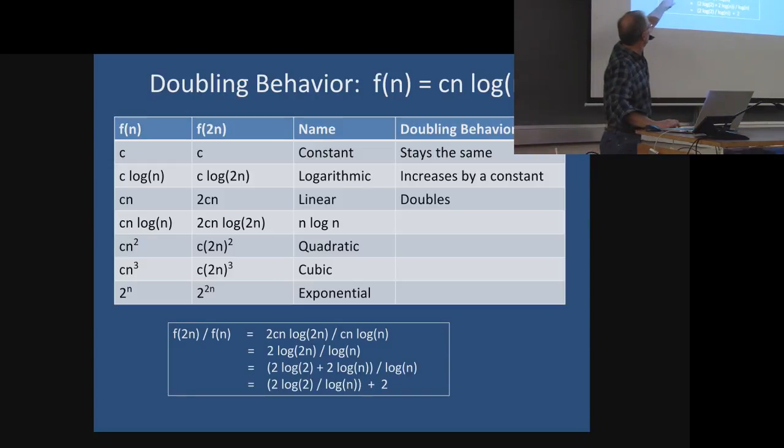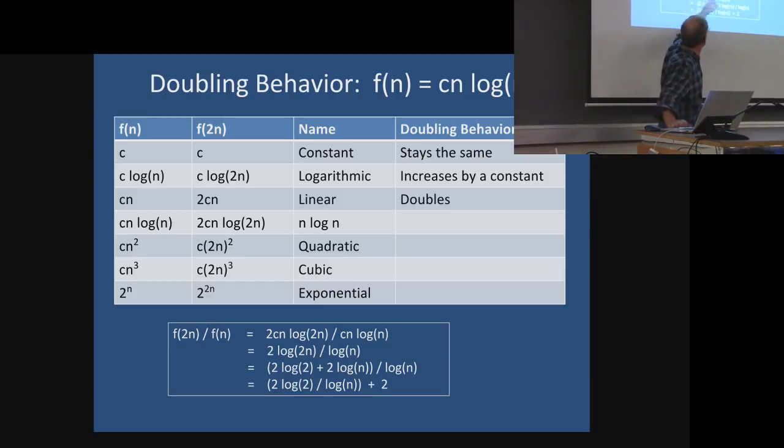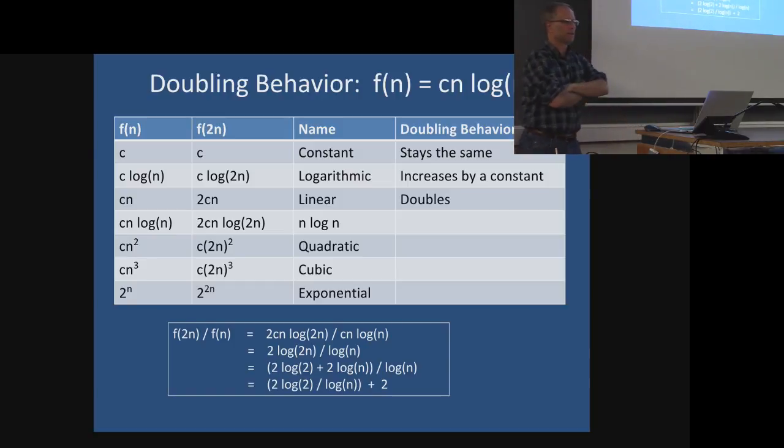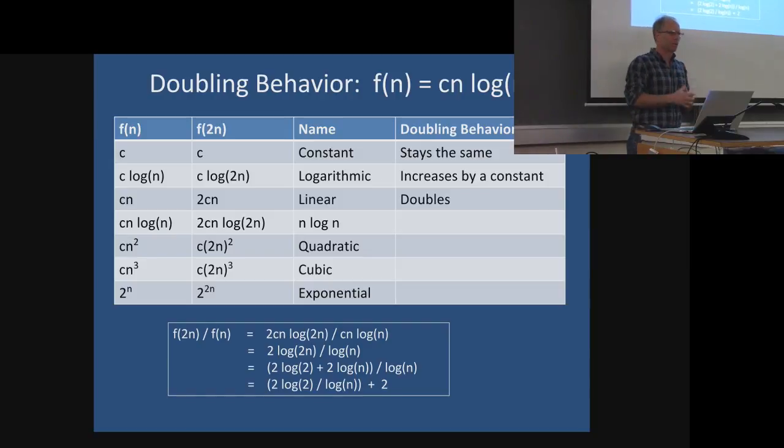So if you do the math, f of 2n divided by f of n, so there I set it up. We get basically the cn's divide away, and we get this. Then we use that log to turn it into 2 log 2 plus 2 log n. We divide, we get 2 log 2 divided by log n plus 2. Because this one comes from dividing this by log n, and this comes from dividing 2 log n by log n. So there's your 2 plus this thing right here. So what can you say about that thing right there?